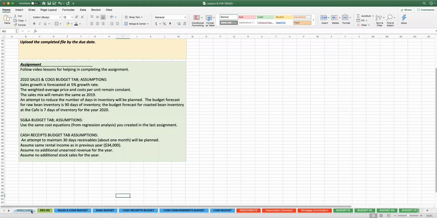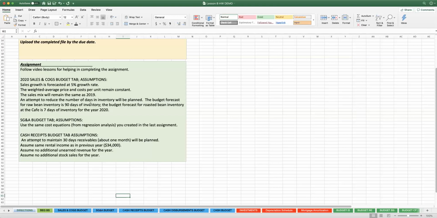So the directions, we're going to do two tabs. We're going to do this SG&A budget and this cash receipts budget in this recording. We'll start with the SG&A budget. And we're going to use the same cost equations you developed when you did the regression analysis and all those graphs a while back. So we're going to reference back. I'm going to show you how that's done.